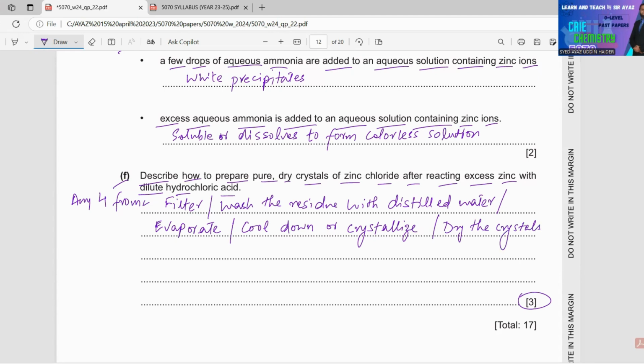Remember, for evaporation, you will evaporate the filtrate. You have to mention evaporate the filtrate. This point is very important. You have to write filter. You have to start with the filter because there is excess zinc. So then you have any 3 points from other 4.